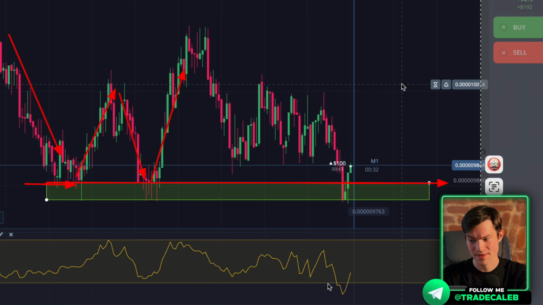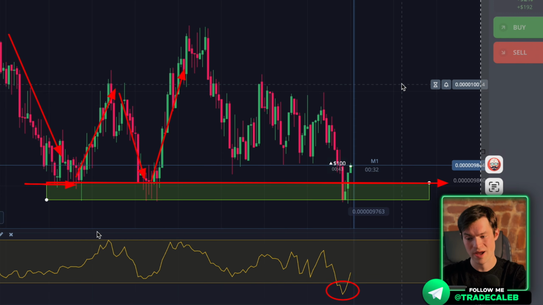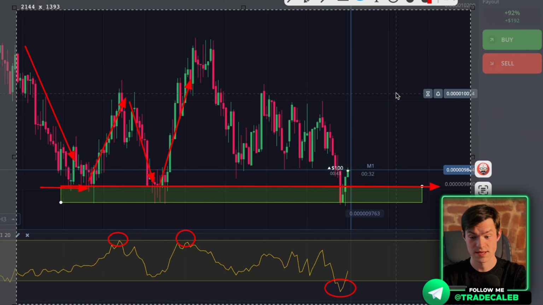Next, we look at the CCI indicator that we just added. It should be either below the minus 150 zone or above the 150 zone, as in these places.